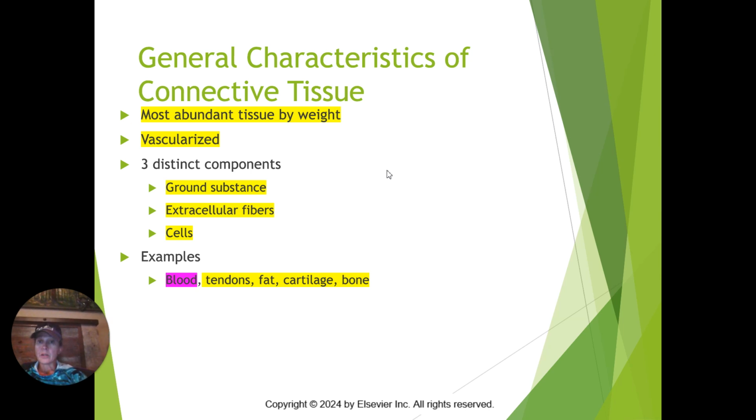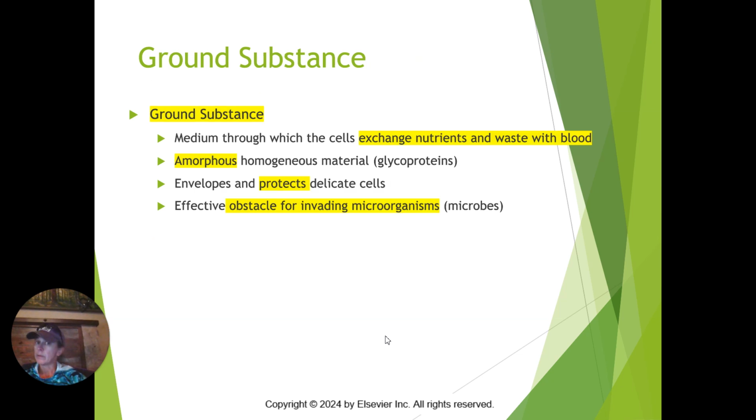General characteristics of connective tissue. It's important to know that this is the most abundant tissue in the body by weight, and connective tissue, unlike our epithelial tissue, is vascularized, meaning it has blood and lymphatic vessels going through it. Most connective tissue, if not all, has three different components: the ground substance, the extracellular fibers, and the cells of connective tissue. Common examples that should be familiar to you are tendons, fat, cartilage, bone, and blood. Believe it or not, blood is classified as a connective tissue, and that kind of makes it my favorite.